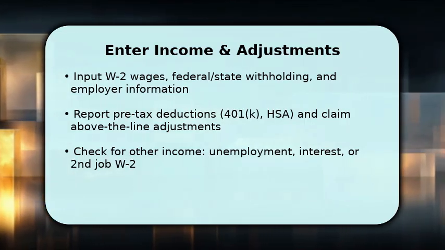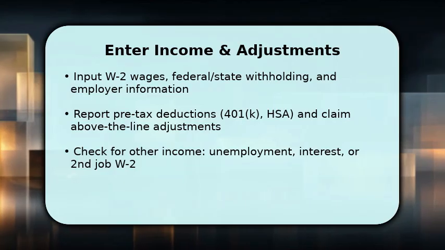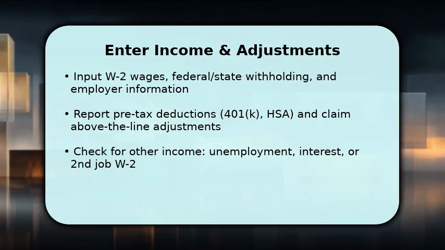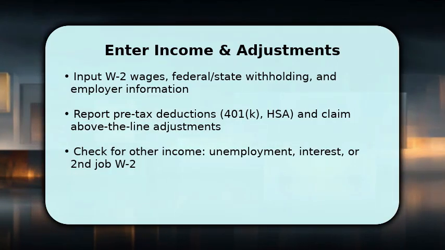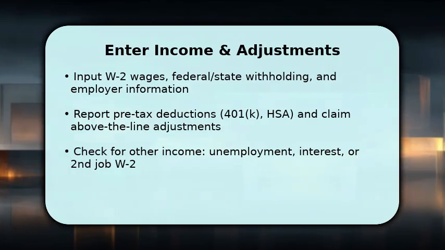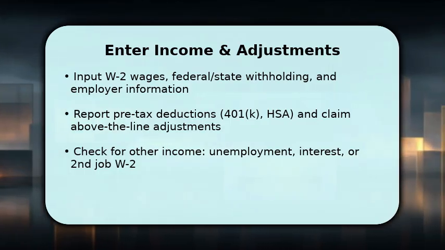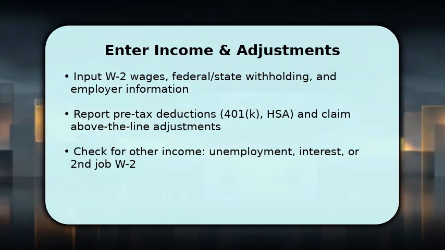Then add pre-tax deductions like 401(k) and HSA contributions, and any above-the-line adjustments such as student loan interest to reduce AGI. Once done, review prompts for other income sources so nothing is omitted.